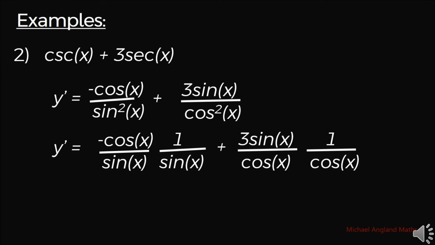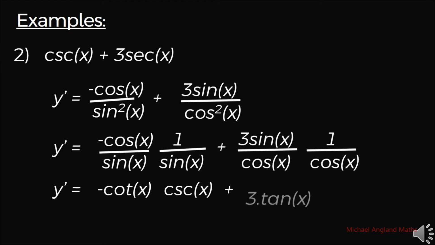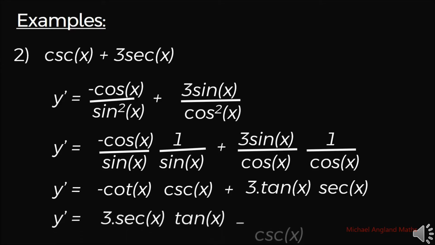So, carrying on from here, looking at the first term, minus cos over sine is simply minus cot, or cotangent of x. 1 over sine is cosec of x. Now looking on the other side of the plus sign, 3 times sine over cos is 3 tan of x, and 1 over cos is secant, or sec of x. So our final answer, if we just rearrange that, is y dash is equal to 3 sec x tan x minus cosec x cot x.